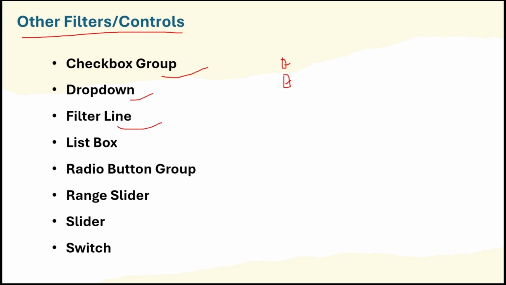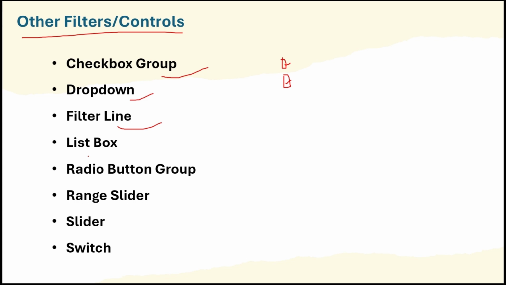Filter line is basically used when you want to give certain filter options to the business user, but you also allow users to add their own dimension filters at the view mode. Then you can use the filter line option. Coming to the list box, it also provides the option to use it either as a filter or as a control. So all these are script based.